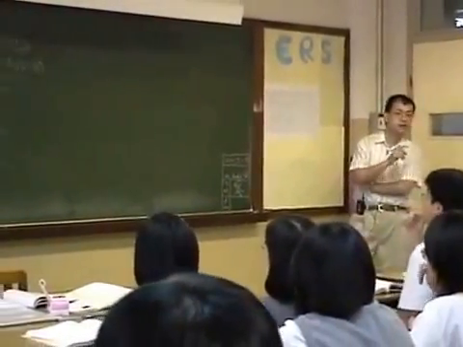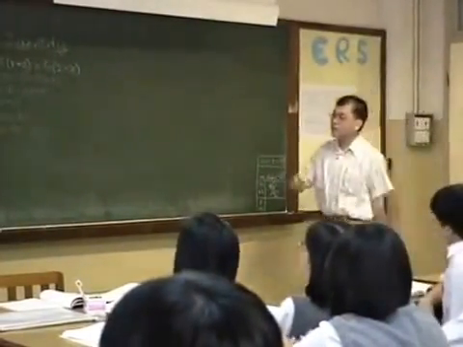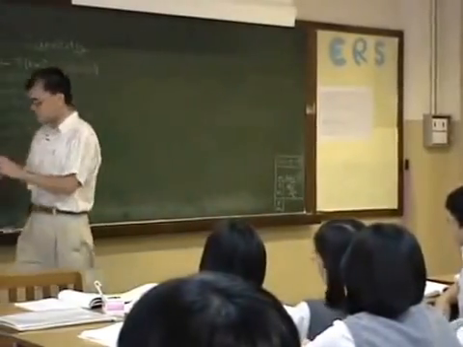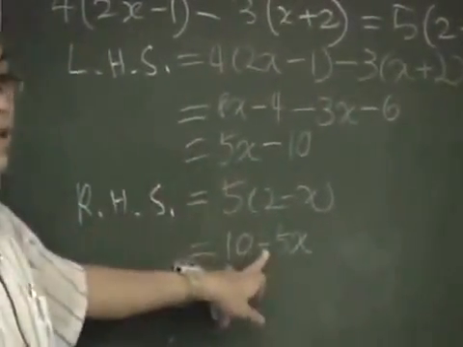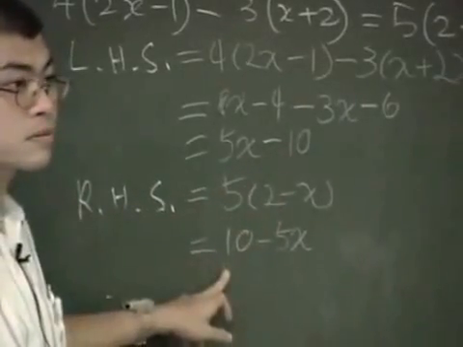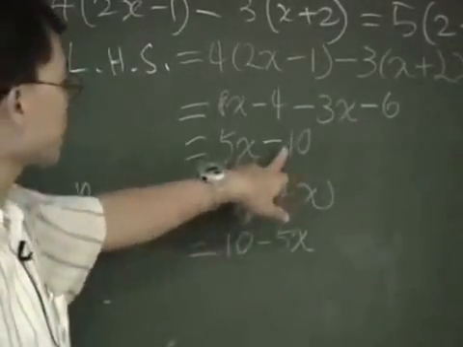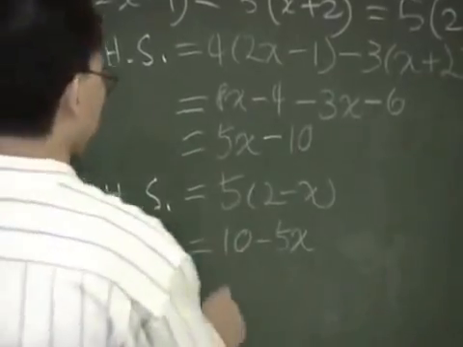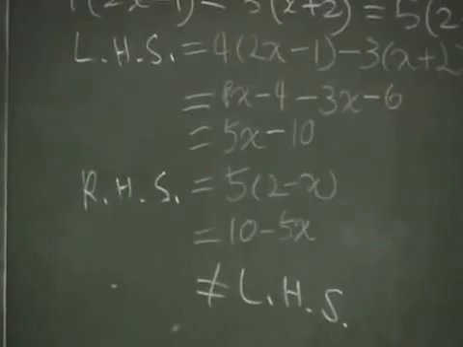Firstly, is he correct for the simplification in the left-hand side and right-hand side? After simplification, you have two expanded forms. Are they equal? No. Although it is the same 5x, one is positive, another is negative. Even though the 10 is the same, negative 10 and positive 10 are not the same. It is not identically equal. Therefore we can say that the left-hand side is not equal to the right-hand side.